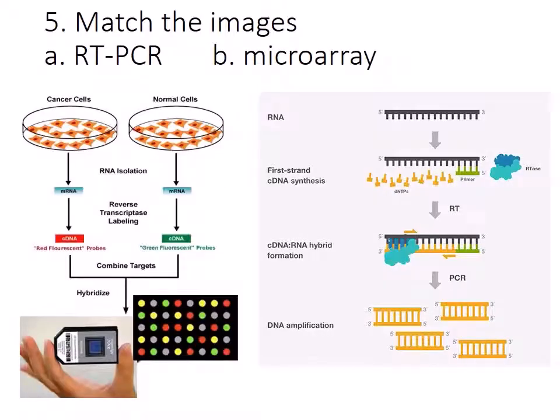So let's match the images here. The first one, we're comparing cancer cells to normal cells, and we're looking at gene expression using red or green fluorescent probes. So the first one is going to be microarray, and they've got the little gene chip there in the picture as well. The next one, we're starting with RNA, and then we're making a strand of cDNA, and then we're making a cDNA hybrid, and then we're making a whole bunch of copies with just regular old PCR. So that's going to be RT-PCR.